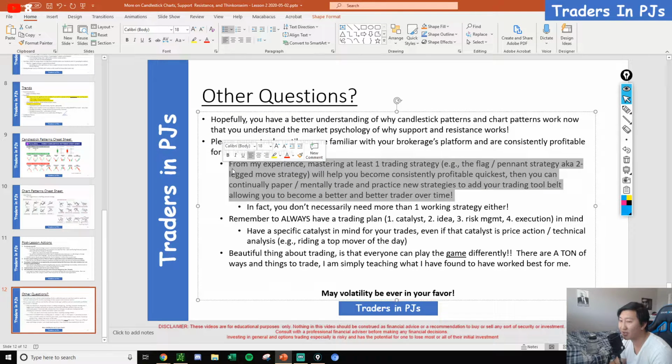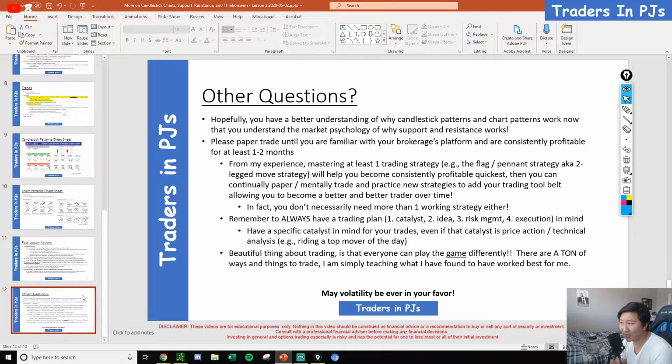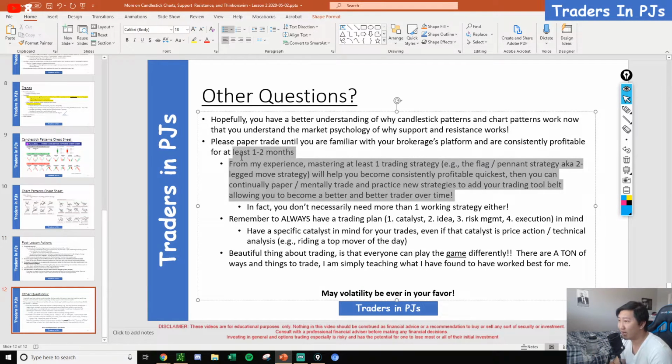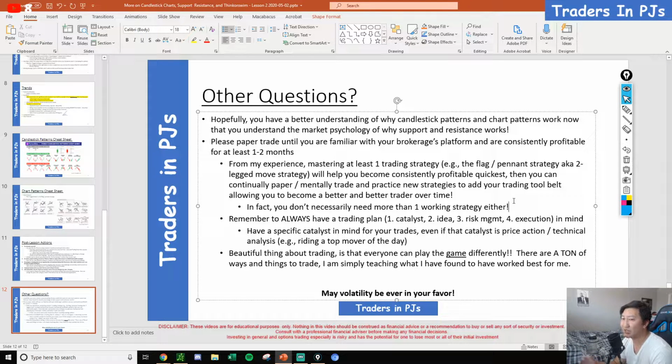And I'm actually going to talk about a new strategy that I'm going to be trying to learn pretty soon, which is this UAVS. Highly risky strategy, but maybe I might do it with really small amounts of capital. In fact, you don't really need more than one. If you can just be really good at one strategy and you can make a ton of money doing one strategy, then just go and trade one strategy. But make sure you paper trade until you're consistently profitable using that strategy.